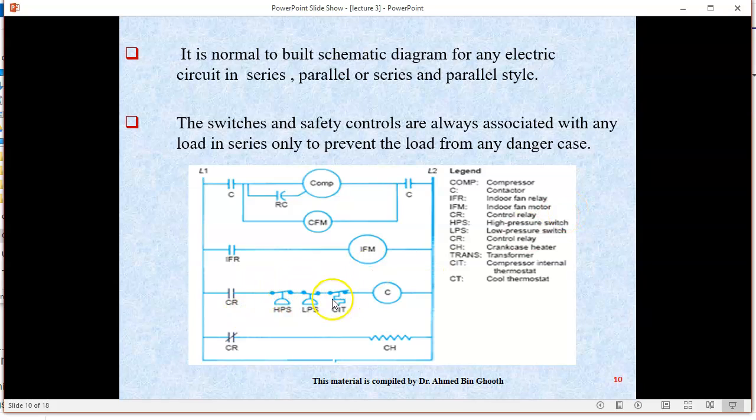So the safety switch is put in series, it cannot be put in parallel. When you put it in parallel, for example, you put this low pressure switch over here, and the low pressure switch functions, meaning the pressure inside the compressor is too low, this contactor would still be functioning. So you cannot; you need to put it in series.